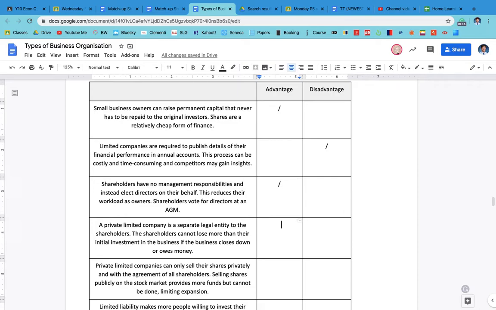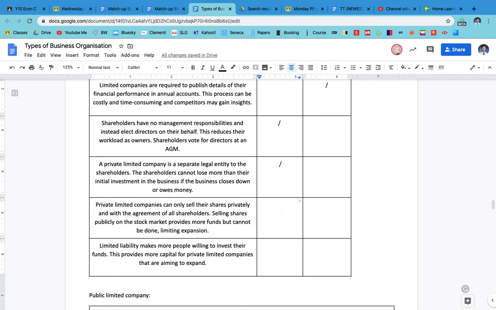A private limited company is a separate legal identity. It has limited liability. Private limited companies can only sell shares privately, limiting expansion. The big disadvantage with this is that because they're not on stock exchanges, you're severely limited in how much money you can raise. And when we talk about public limited companies in a moment, you'll see how that's different.